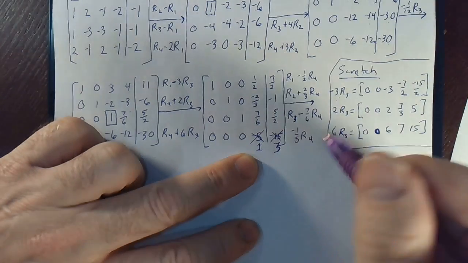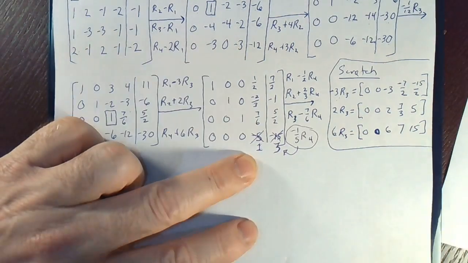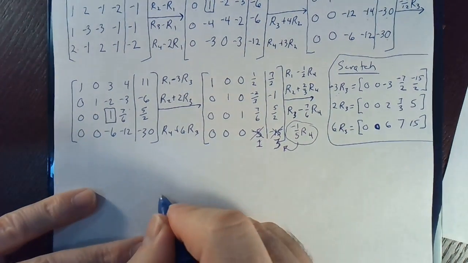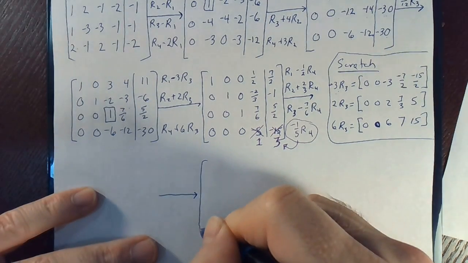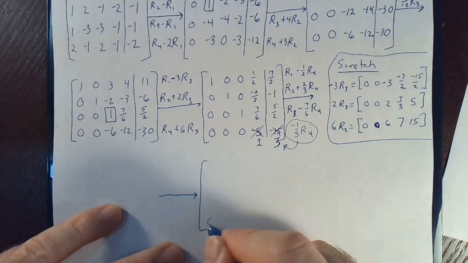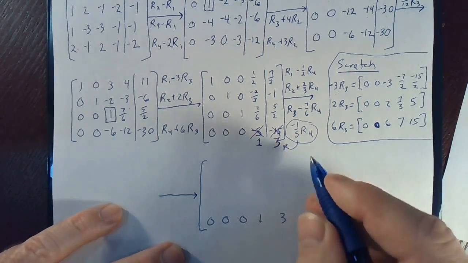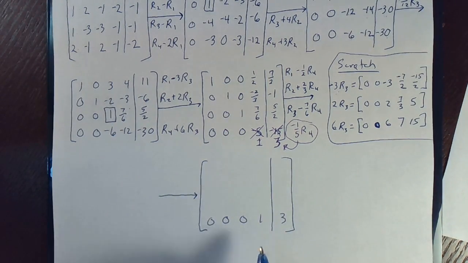I'm going to remember this was for the previous step. We've already done that. So our final matrix. The only row that does not change is the bottom row. 0, 0, 0, 1, 3. So the bottom row already tells us what z is. 1z equals 3. Z is a 3.